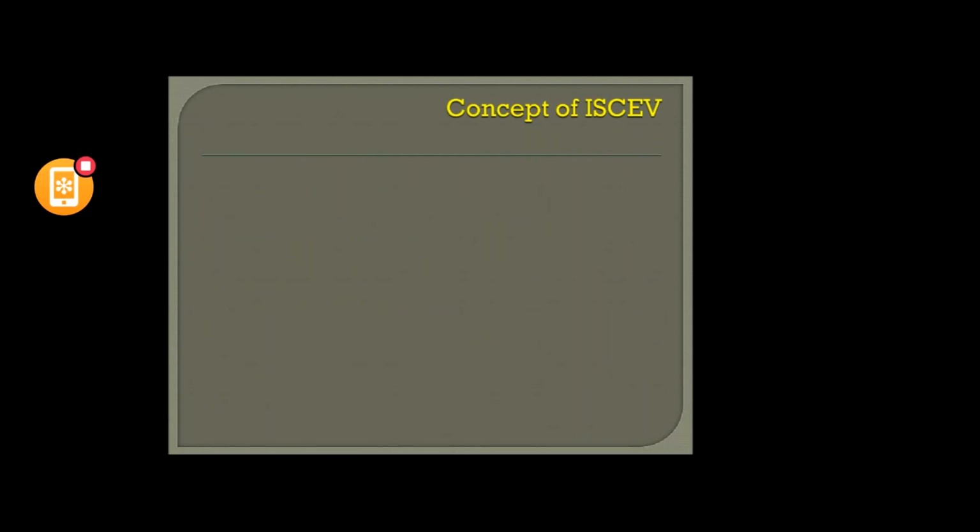Now in this interpretation part, this ISCEV concept is pretty important. ISCEV is the International Society for Clinical Electrophysiology of Vision. So this ISCEV guided protocol is important to highlight all the time, because in our day-to-day practice, what we are doing is as per the protocol.